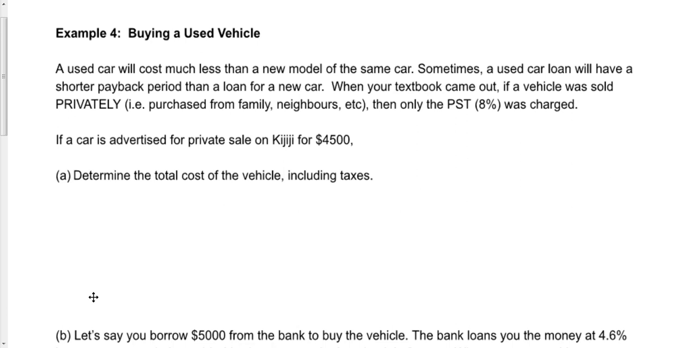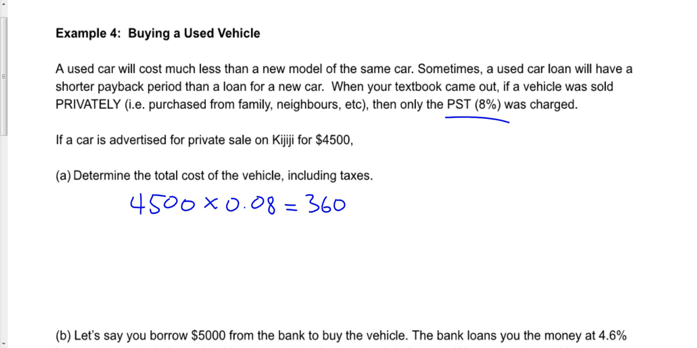So let's say a car is advertised for private sale on Kijiji for $4,500. Okay, $4,500. So let's determine the total cost of the vehicle including taxes. Well, we know, from what we did back in the first part of this, that we can calculate the taxes one of two ways. We can calculate it based on simply the taxes, so 8%, because we're just going to calculate PST here. So 8% on $4,500, 0.08, is going to equal $360.